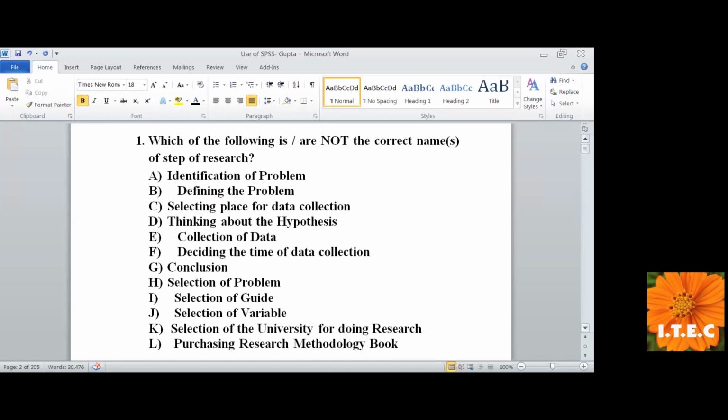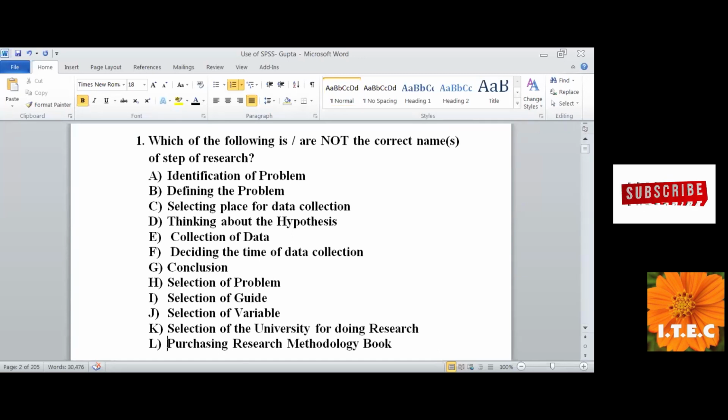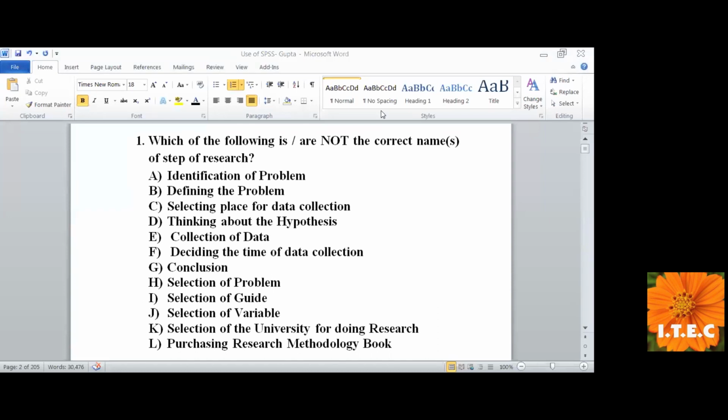One participant has given the response, 2, 4, 12 have given the response. Out of 33, 14, 15, 16. Okay, do you want the correct answer to both the questions?